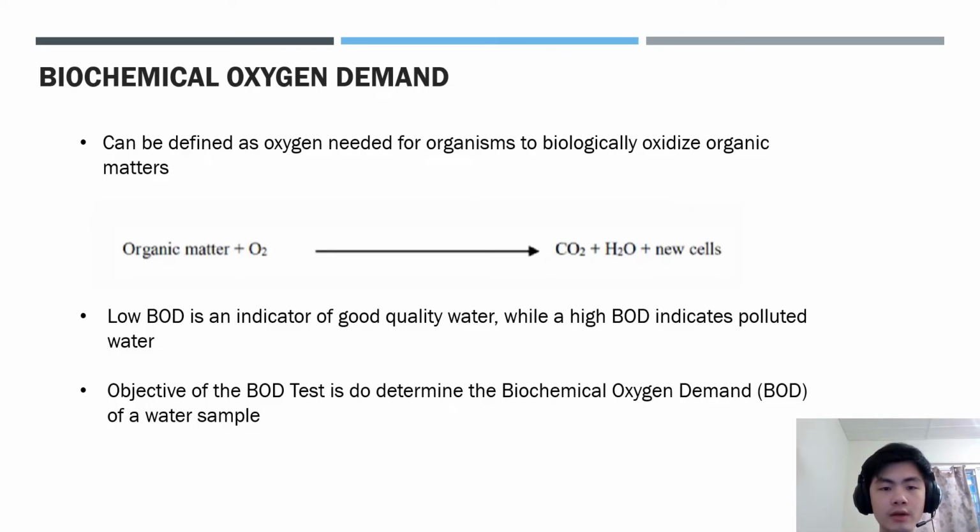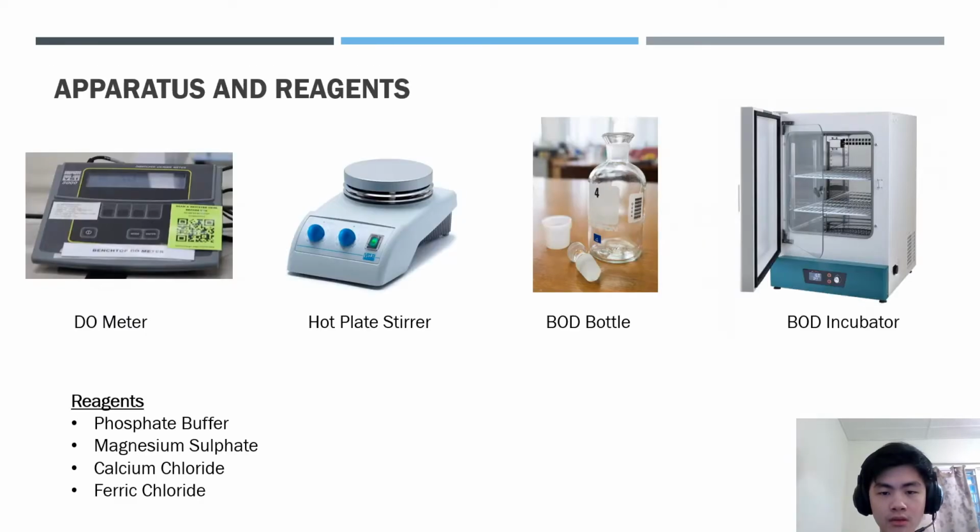BOD, or biochemical oxygen demand, can be explained as the oxygen needed for organisms to biologically oxidize organic matter in the water. A higher BOD in water means it is more polluted. In this test, our objective is to determine the BOD of our water sample. There are several apparatus and reagents needed in this test. For the apparatus, there are a DO meter, hot plate stirrer, BOD bottles, and a BOD incubator at 20 degrees Celsius. And for the reagents, we need phosphate buffer, magnesium sulfate, calcium chloride, and ferric chloride.